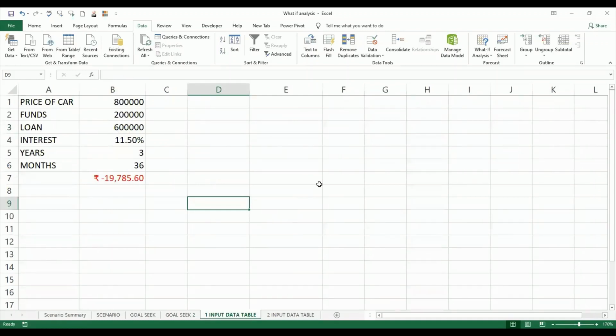This is again the third type of what if analysis. Again, very interesting aspect of Excel. So here, the company says, fine, we have got the EMI and everything. But what if I want to calculate EMIs of different types of cars?